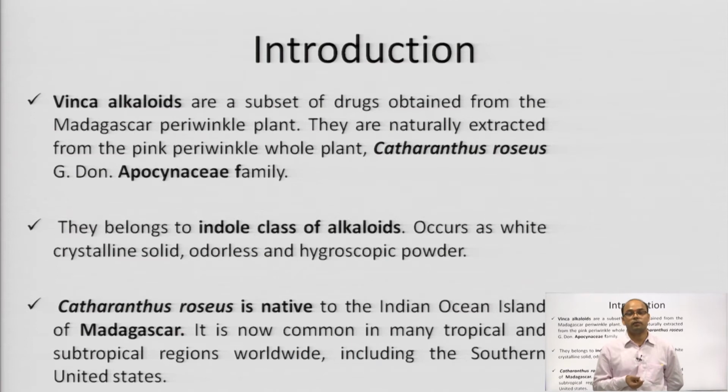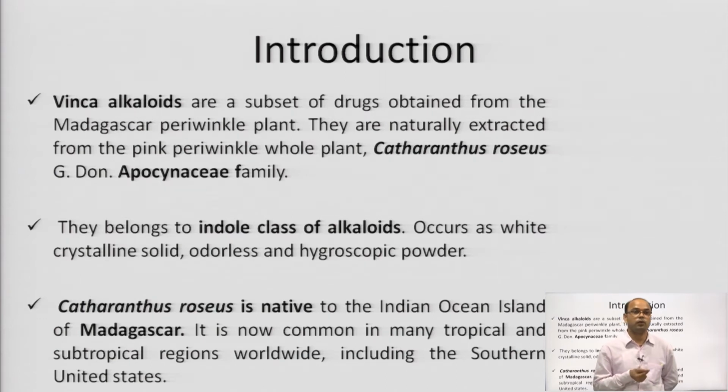The botanical name for periwinkle is Catharanthus roseus, from which you can isolate the Vinca alkaloids. The plant Catharanthus roseus belongs to the family Apocynaceae. There is another name for this Catharanthus roseus, it is Vinca rosea. So when it is Vinca, it is rosea, and in case of Catharanthus we use the species name roseus, Catharanthus roseus.